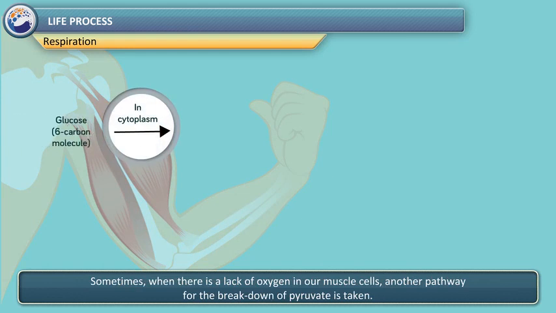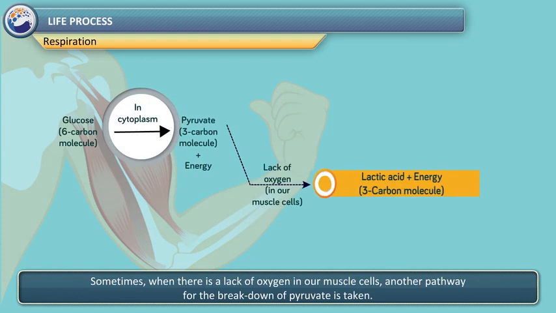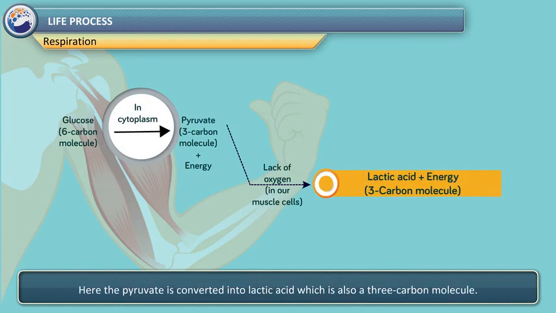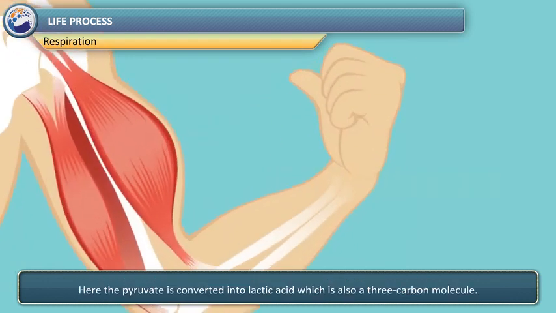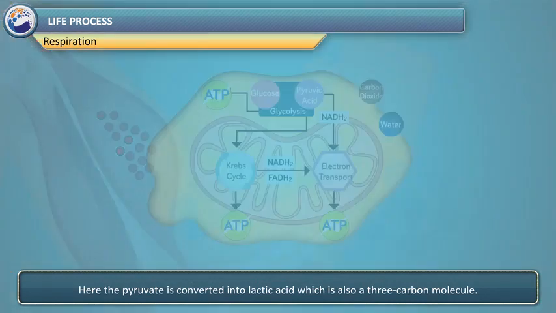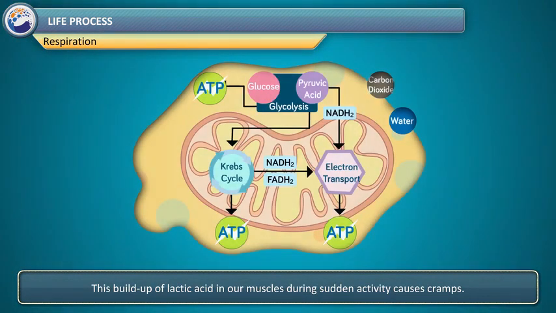Sometimes when there is a lack of oxygen in our muscle cells, another pathway for the breakdown of pyruvate is taken. Here the pyruvate is converted into lactic acid, which is also a 3-carbon molecule. This buildup of lactic acid in our muscles during sudden activity causes cramps.